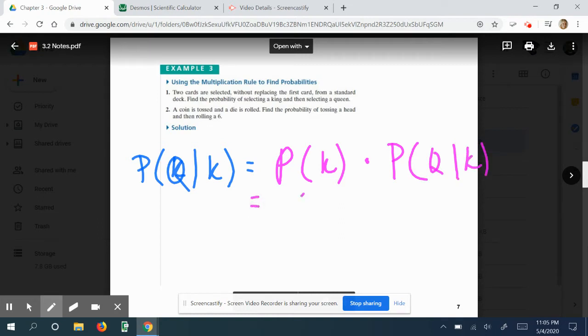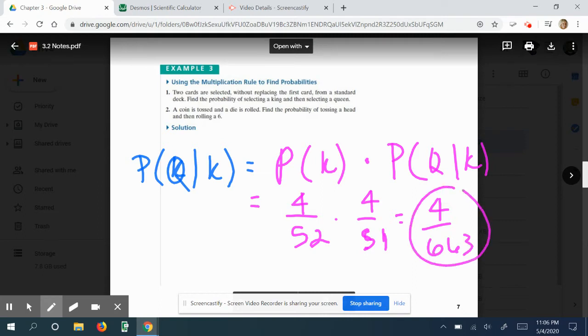So the probability of a king is 4 out of 52. And then without replacing it, the probability of a queen is 4 out of 51, which we said earlier by looking at the math was 4 out of 663. There we go. All right, number 2.